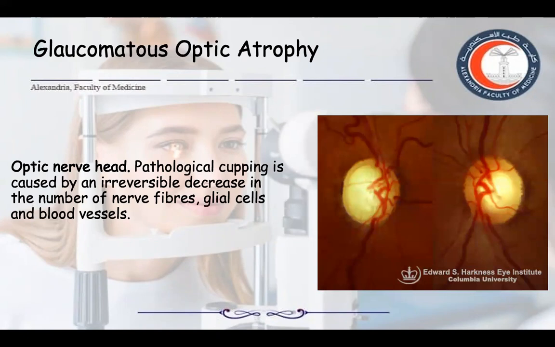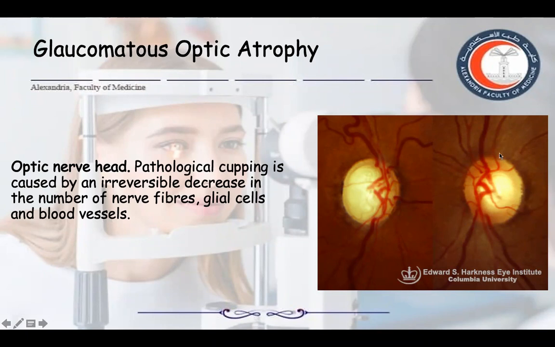Last but not least, we have the glaucomatous optic atrophy, which is an optic neuropathy secondary to glaucoma. As we all know, glaucoma is a progressive optic neuropathy, which is characterized by visual field changes and optic nerve head changes plus or minus increased IOP. Very characteristic, as we see here in the picture shown in our slides.